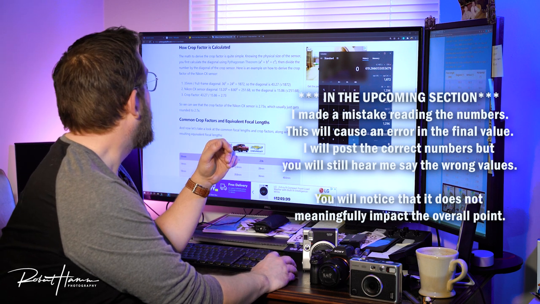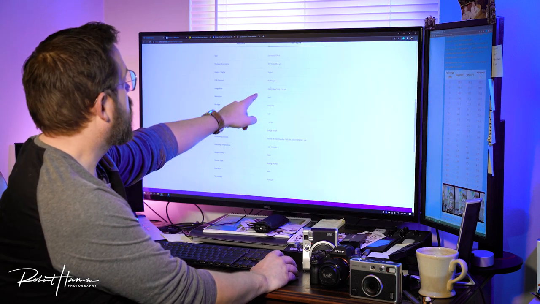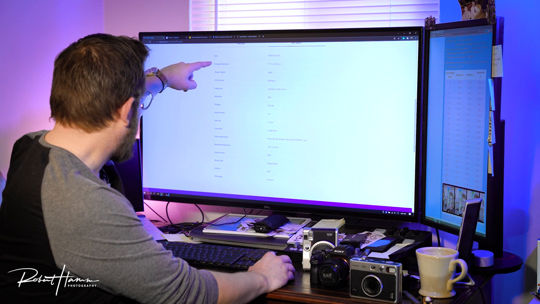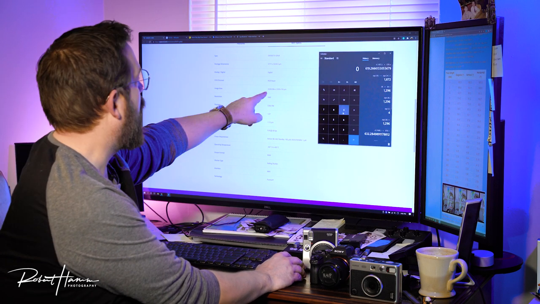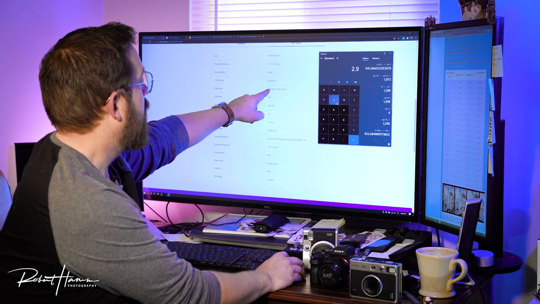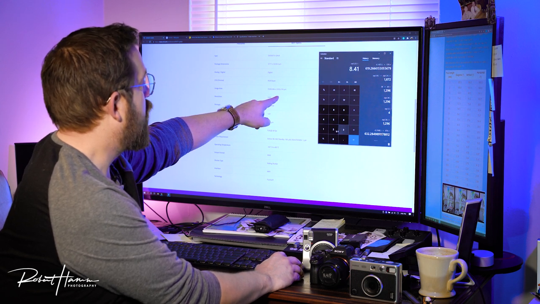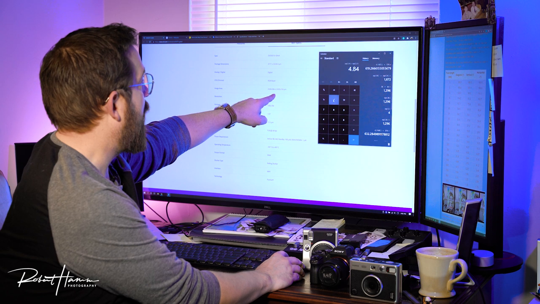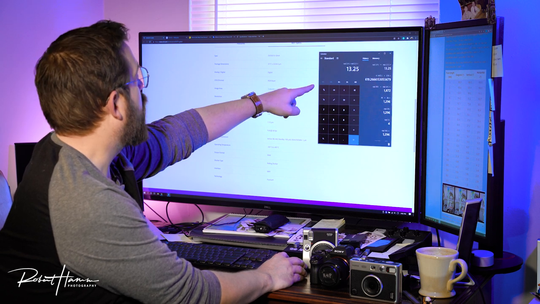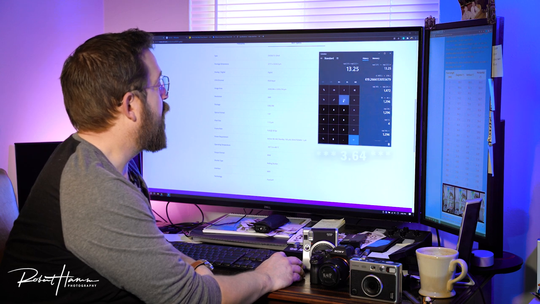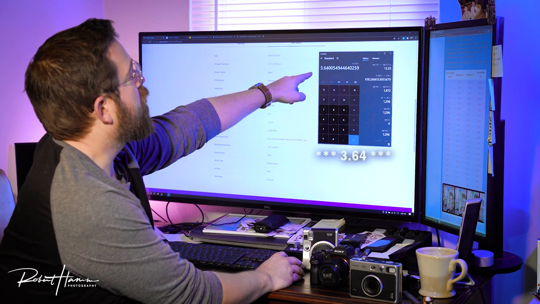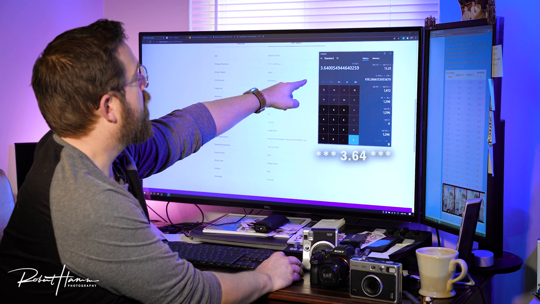We're going to go ahead and come back over here to our pure cell, and we're just going to look right here. And we're going to take what we know, 2.9 squared plus 2.2 squared equals 13.25. Okay, so now we're going to take the square root of 13.25, which is 3.46. Okay, great.